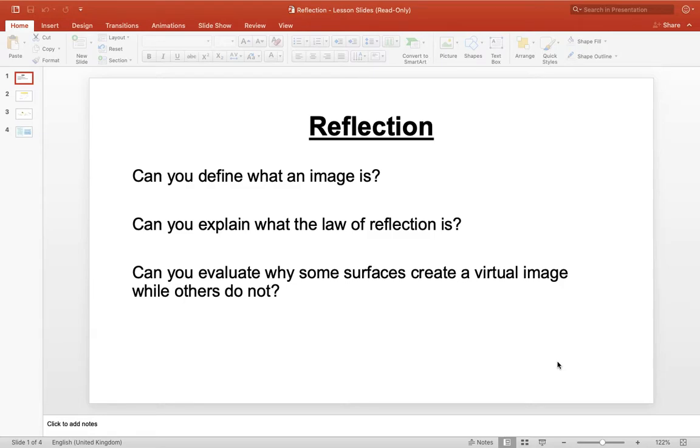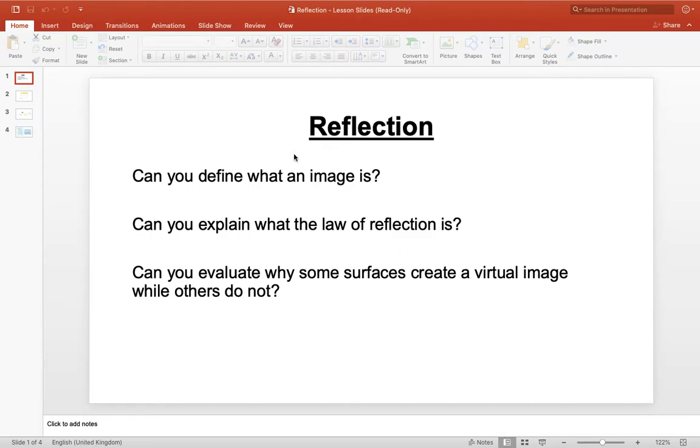Hello and welcome to our next video in this topic on light. So last lesson we looked at light and how it is a transverse wave, and we spoke about how light could only travel in straight lines. So building on that, today we need to look at what's known as reflection.